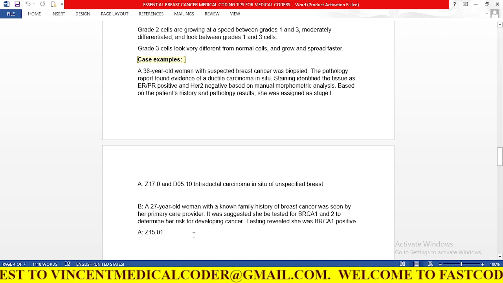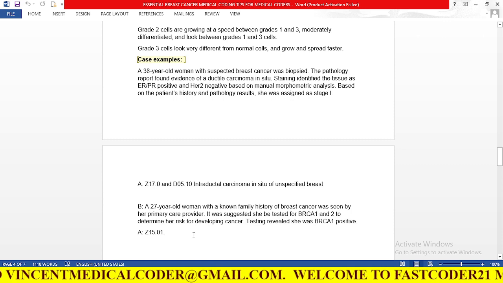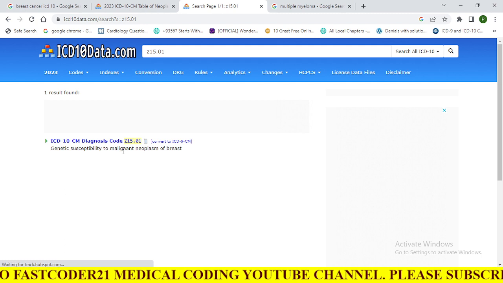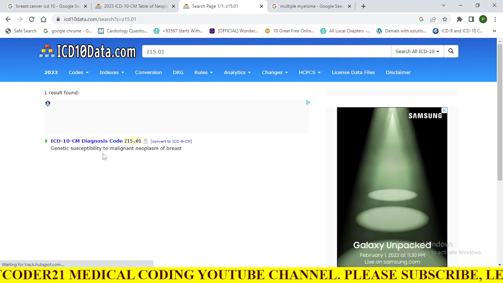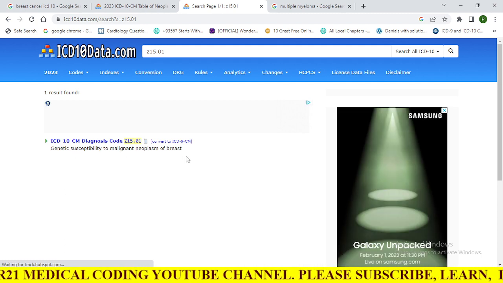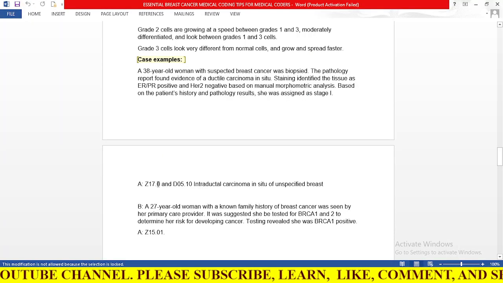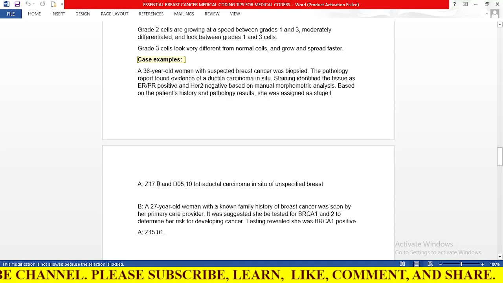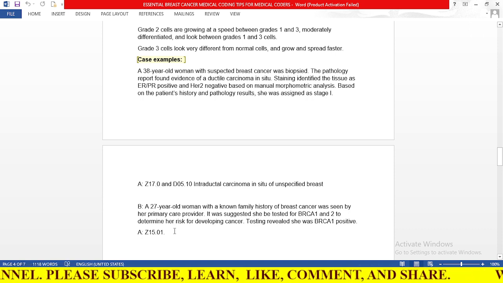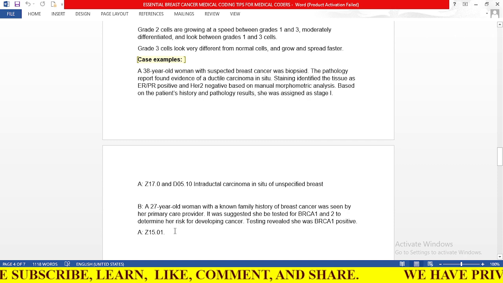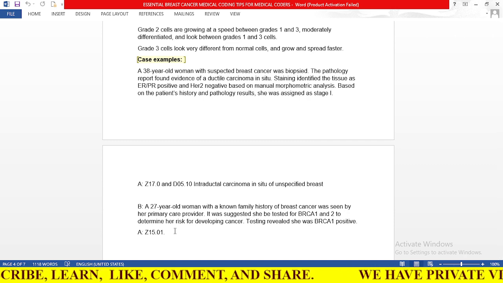We will see Z15.01 in the code book. So if we see here, Z15.01, genetic susceptibility to malignant neoplasm of breast. So basically we will use the Z17 series if the patient has cancer. The Z15 series is for if the patient has a risk of developing cancer.